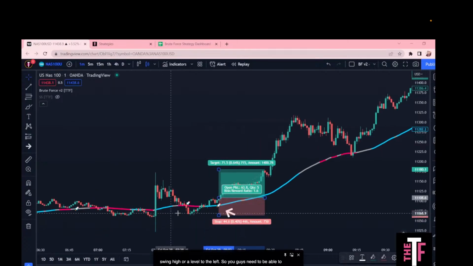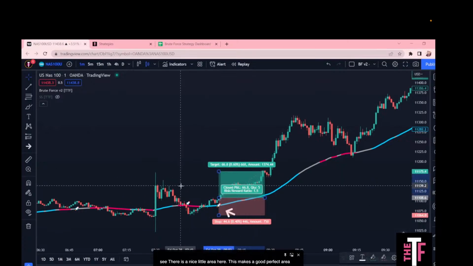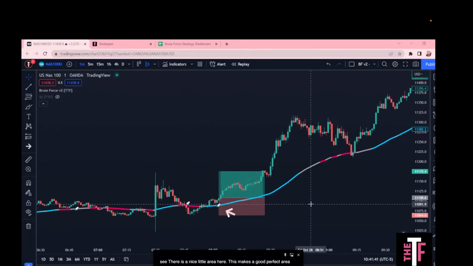But as you can see, when we look to the left, there is a nice little area here. This makes a good, perfect area for a stop loss. And then for our testing, we were testing with a 1.5 reward. So that is what that trade would look like.